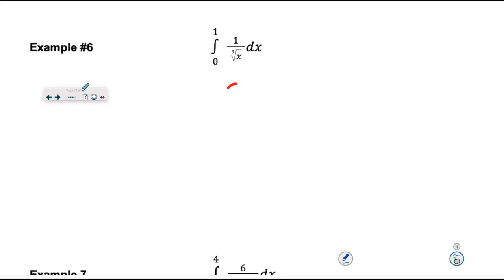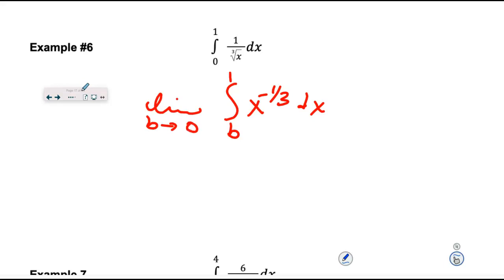So we still have our x to the negative 1/3 in there, which is nice. We have to replace the issue with a b. We have to creep up on it, right? B is going to be creeping up on 0. From which direction? What do you think? The right. Yep. From 0 to 1, b would be to the right of 0.